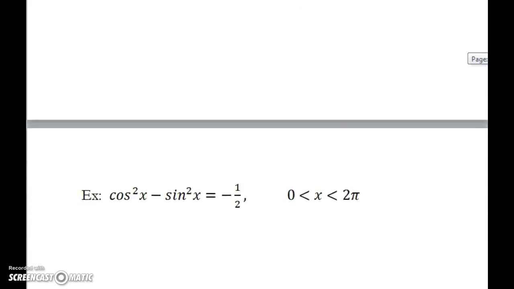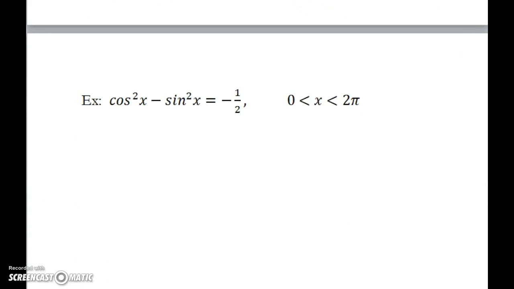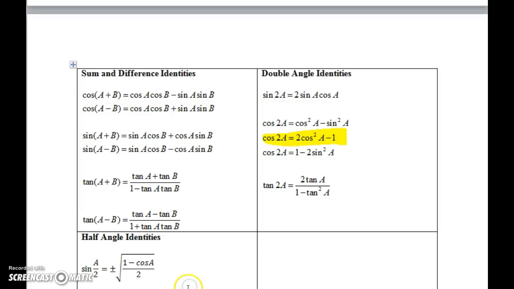All right, our second example, we have cosine squared minus sine squared equals negative 1/2. Now here, if you observe, we have two different trig functions, cosine and sine. So let's see if we can find a substitution here.